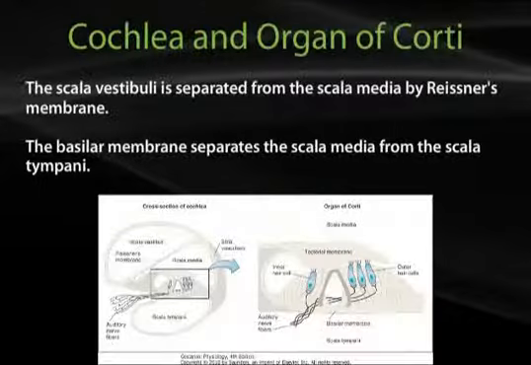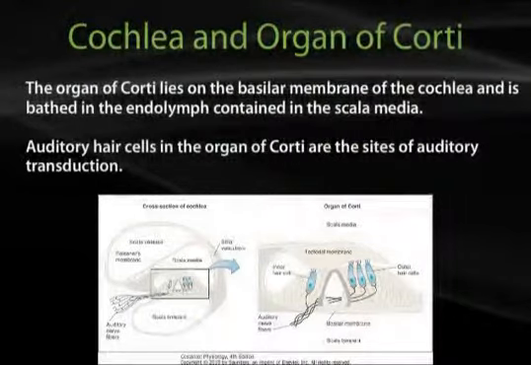The scala vestibuli is separated from the scala media by Reissner's membrane. The basilar membrane separates the scala media from the scala tympani. The organ of Corti lies on the basilar membrane of the cochlea and is bathed in the endolymph contained in the scala media. Auditory hair cells in the organ of Corti are the sites of auditory transduction.